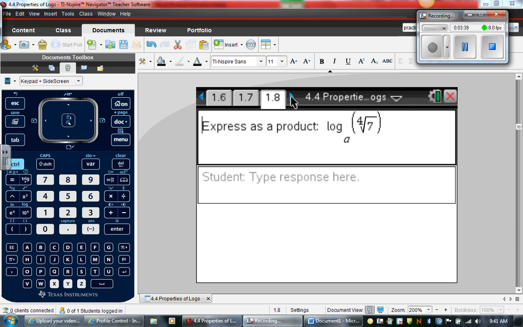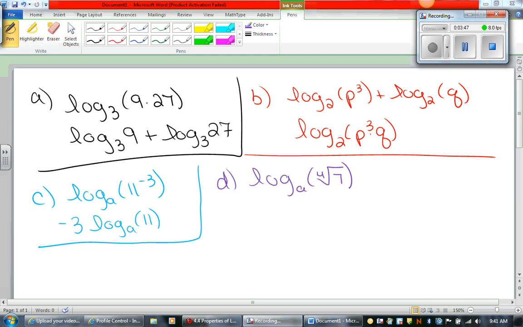Our next example, we're going to express log base a of the 4th root of 7 as a product. Okay, so the first thing that we notice is the radical is not written as an exponent, so we do have to remember our radical to exponent rules. Just a reminder, if I have the square root of x, this is the same as x to the 1/2 power, okay? This value here is your index, this value here is your power. So index becomes denominator, power becomes numerator.